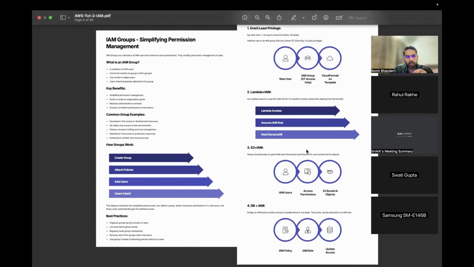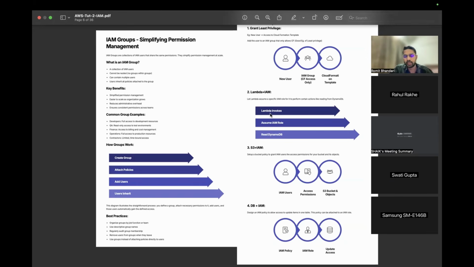Moving towards IAM group. IAM group is nothing but a collection of IAM users. You cannot have one group inside another group, so nesting of groups is not allowed. It's simpler: a group is just a collection of users. What generally happens is you create a group, you attach policies to that group, and then you keep on adding users to the group. Automatically the users inherit all the policies and the permissions associated to those policies. Okay, that's how it generally happens.